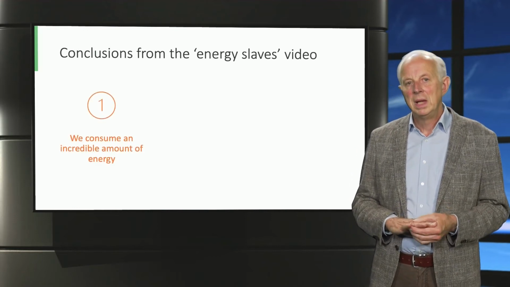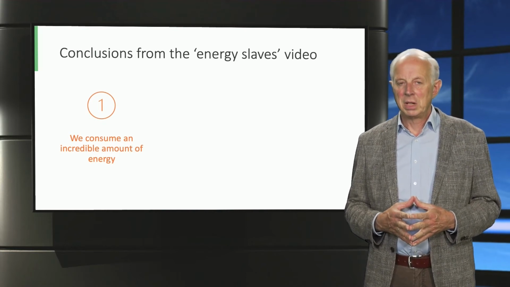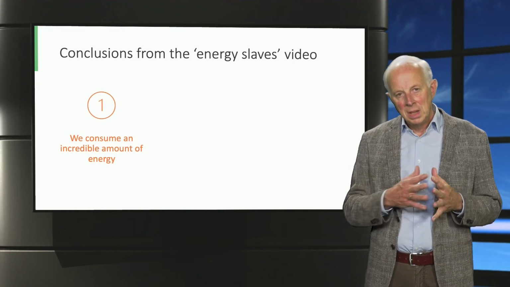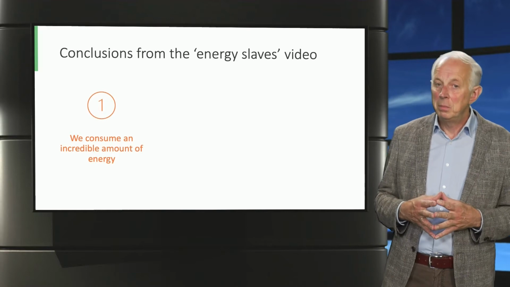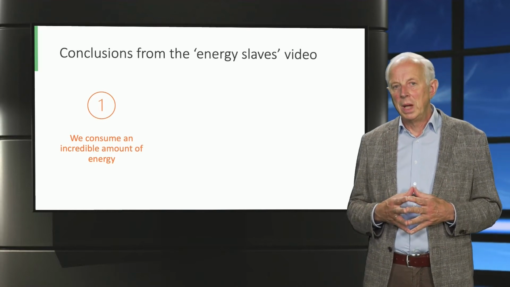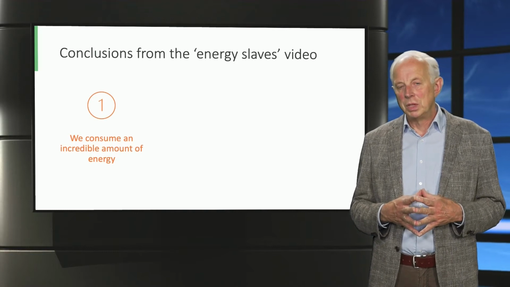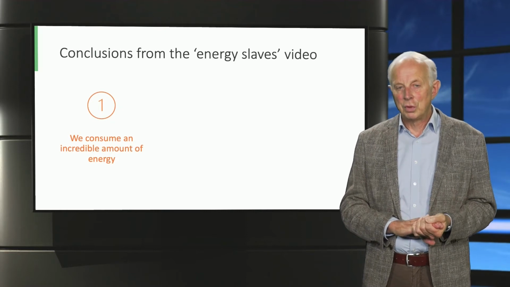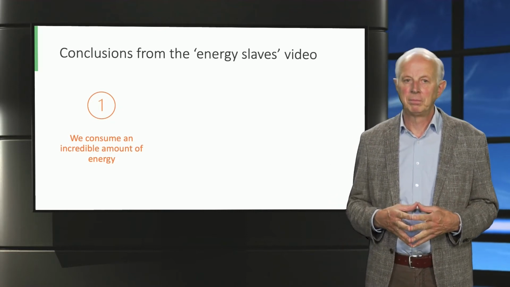First of all, it is clear that we use an incredible amount of energy. In some cases there is a sharp peak in consumption during very short periods. Other forms of consumption are almost constant throughout the day in much smaller amounts. Together it is a lot, and because most of the final energy we use is still sourced from fossil fuels, we can say we have a lot of fossil energy slaves, just like the rowers in the video.